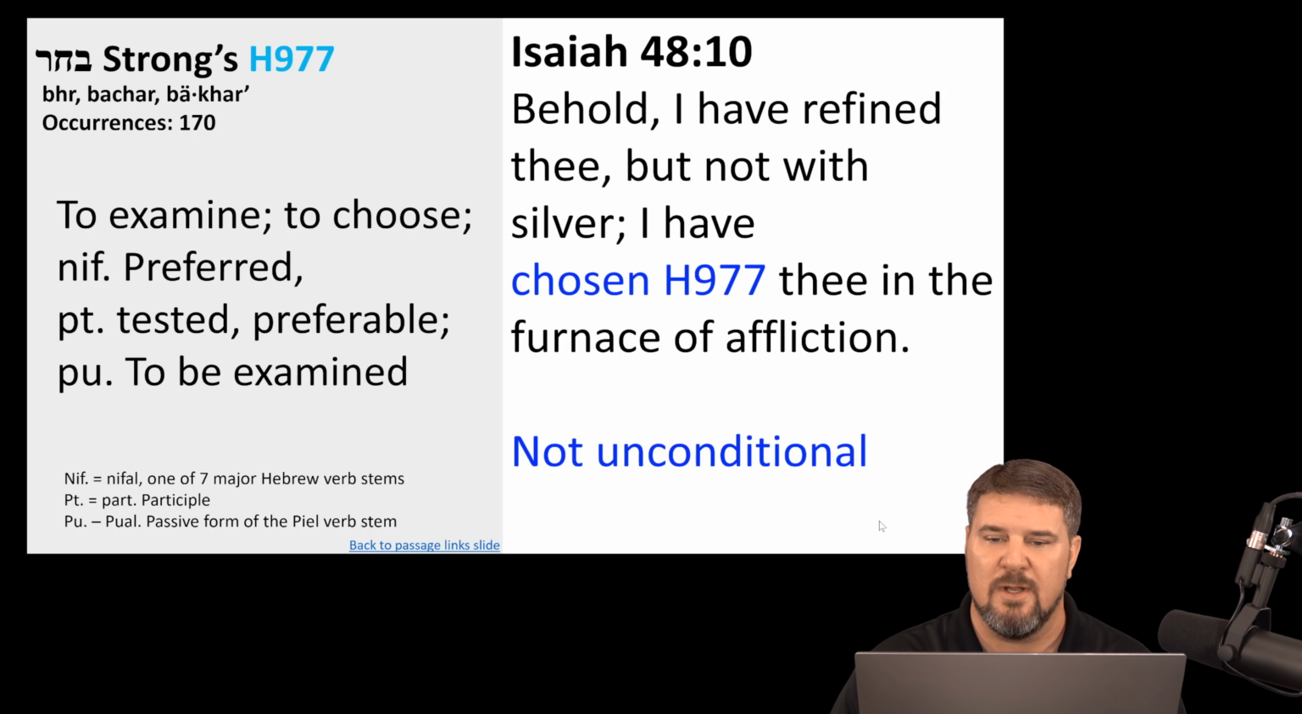Isaiah 48:10, "Behold, I have refined thee, but not with silver. I have chosen thee in the furnace of affliction." So it's not unconditional. It's in the furnace of affliction.